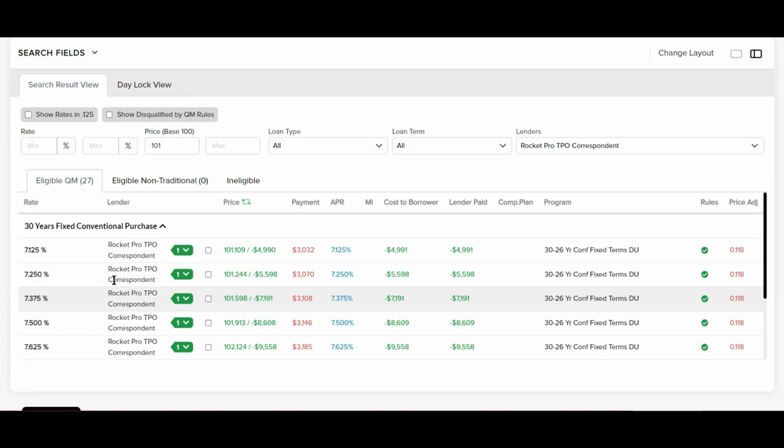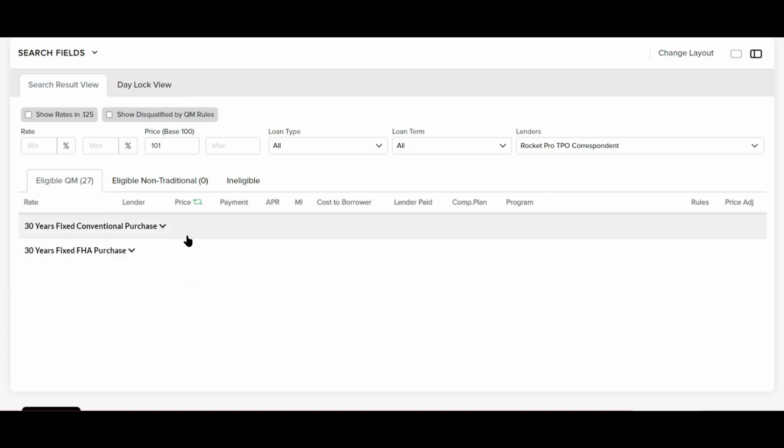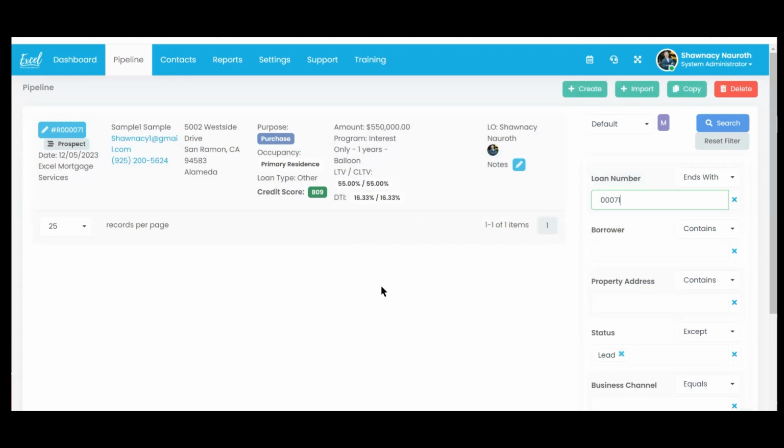But it's good to look at both products and see which one makes more sense. But that's the way you can search for multiple products. Okay, let's go into, so I am in LendingPad, not LenderPrice right now, LendingPad, our LOS system. I'm using a fake loan that's in here called Sample. And I want to price it out with the pricing engine directly through LendingPad.